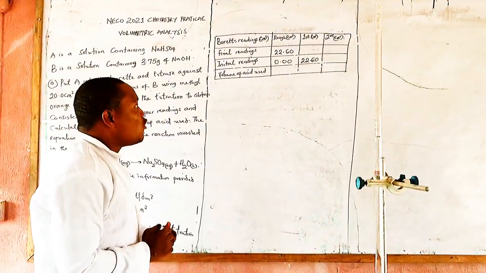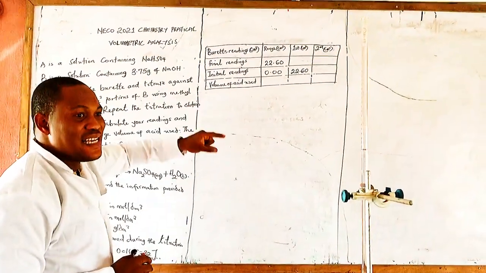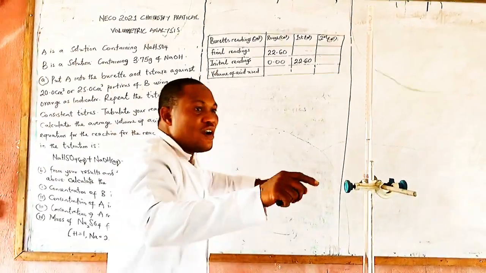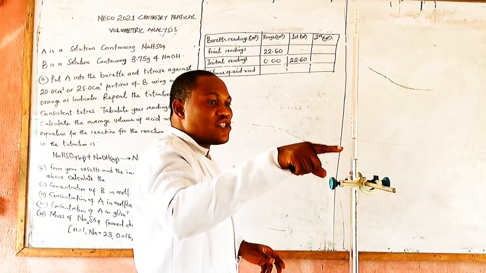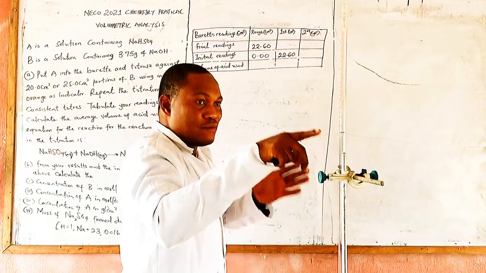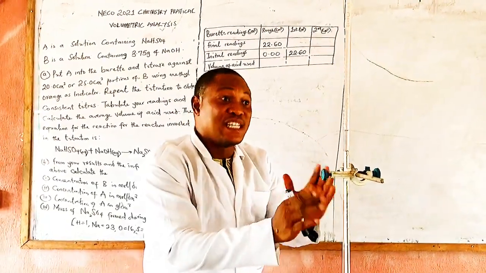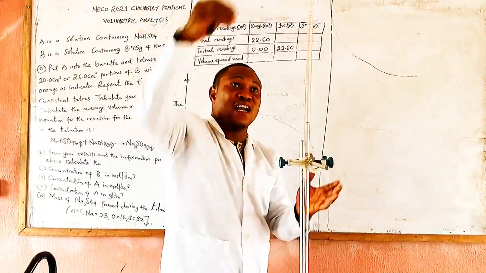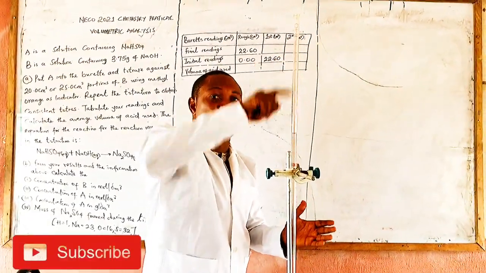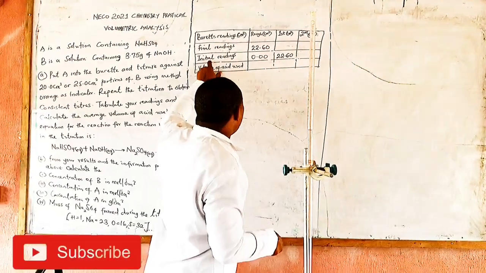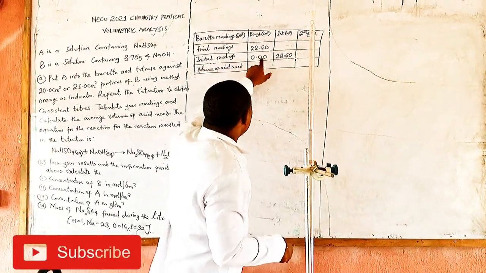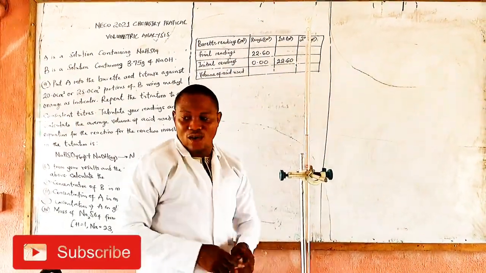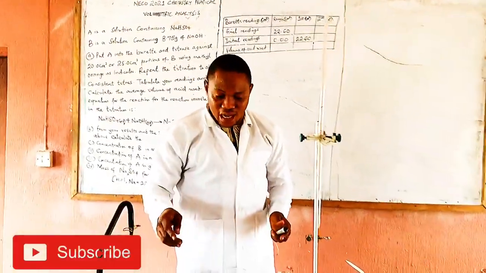So my initial now will be 22.60, which means I did not refill. I started another titration from this particular reading. But if you are not comfortable with this, you can decide to refill again to the 0.00 mark so that your initial again becomes 0.00. Are we together? Okay?